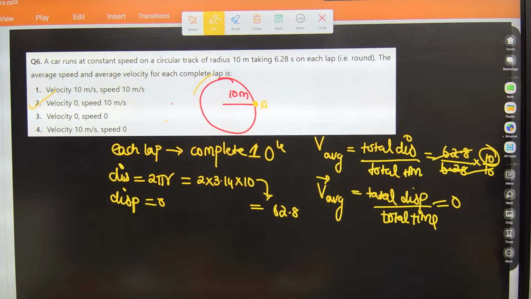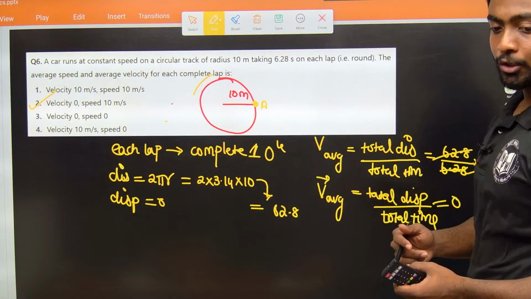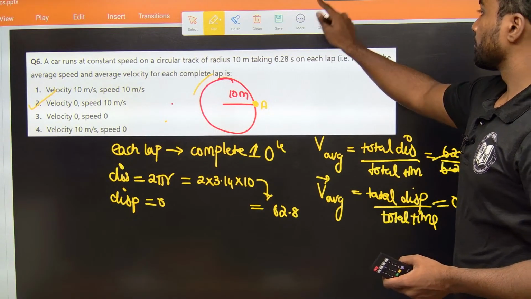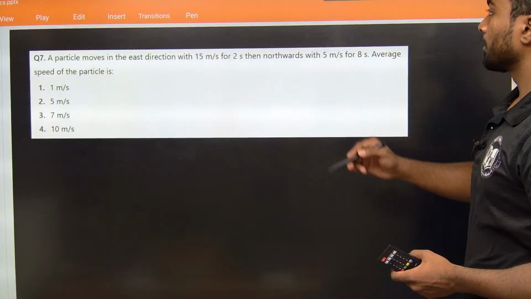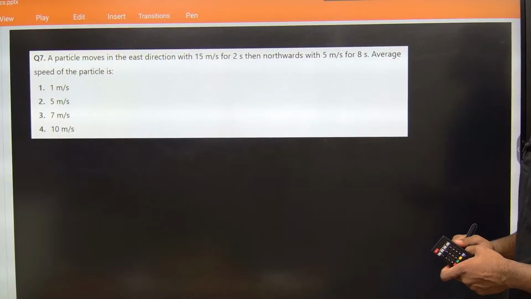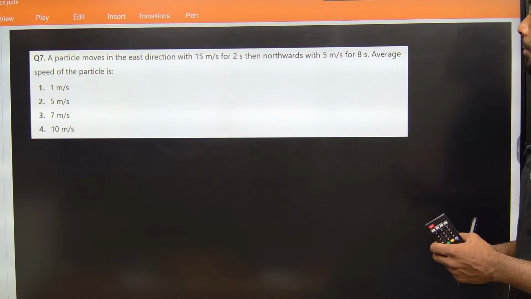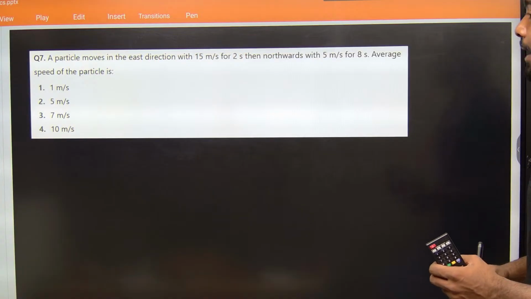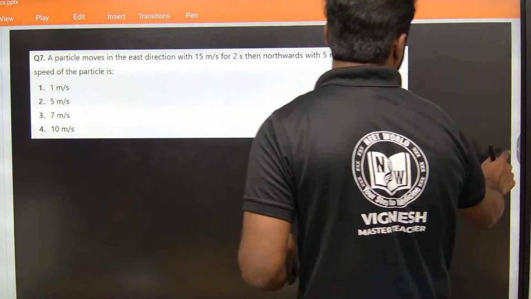Okay, we'll go for the next question. A particle moves in east direction with 15 meter per second for 2 seconds, then northward with 5 meter per second for 8 seconds. Average speed of the particle is.